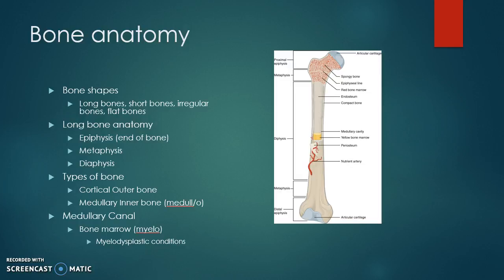You have long bones, short bones, irregular bones, and flat bones in your body as far as the morphology, right? The shape of the bones goes. Long bone anatomy is made up of the epiphysis. That's the very end of the bone. You can see this chart. Hopefully you can see that, and I'll post it so you can blow it up or whatever you need to do. The metaphysis is the long part of the bone. So the epiphysis is here, the metaphysis is here, and this is the diaphysis, which is the long shaft of the bone.